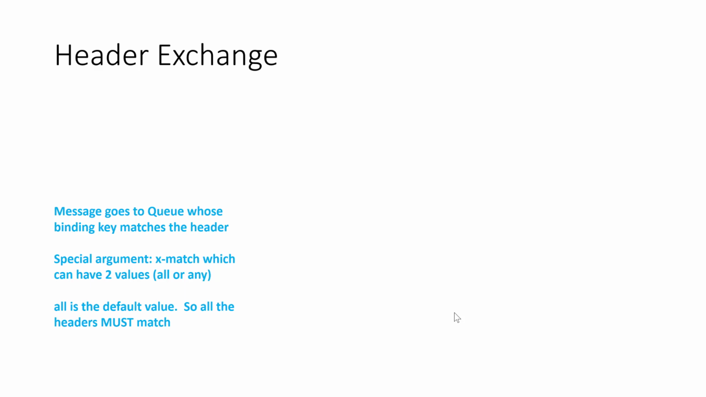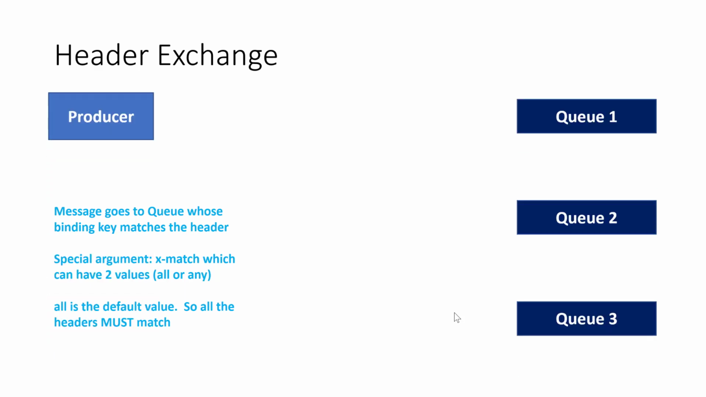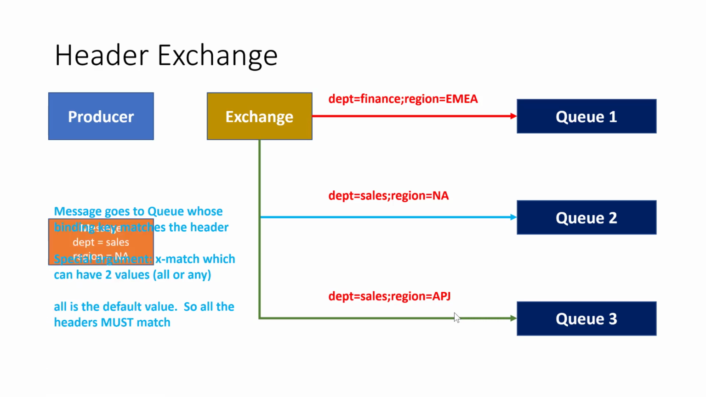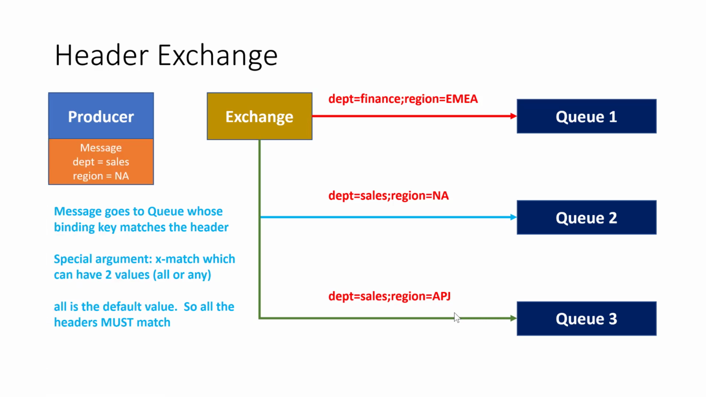Now the header exchange is something of a direct exchange on steroids. So you have the producer, you have 3 queues or multiple queues, and you have the exchange sitting in between, and you have the binding between the exchange and the queues, and you have these binding keys that are specified as well. And then here the producer has a message with multiple headers. It has department equals sales, region equals North America, NA.